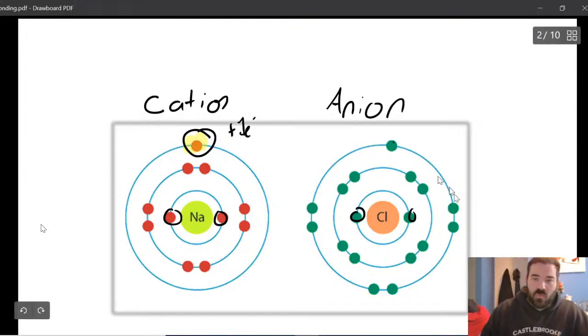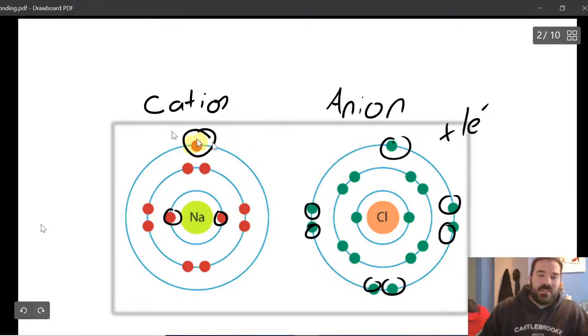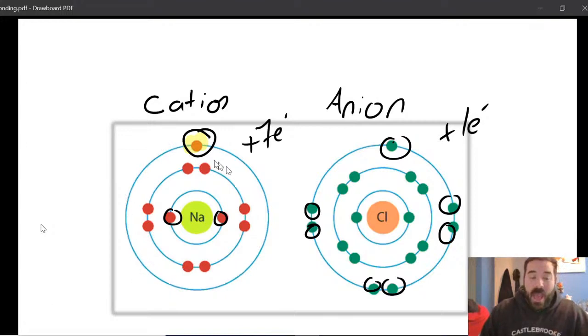Chlorine, on the other hand, has 1, 2, 3, 4, 5, 6, 7. It's already got 7 valence electrons. So in order to get a full valence shell, in order to get an octet of 8, all it has to do is gain 1 electron. It just needs 1 extra electron, which is far more feasible than the 7 electrons that sodium would need to gain in order to have a full outer third shell.